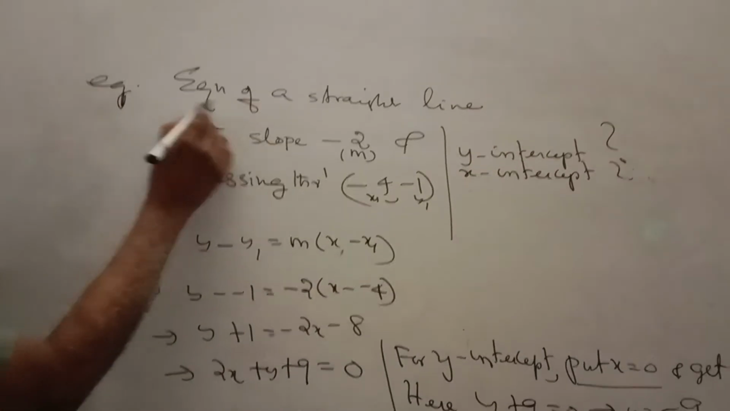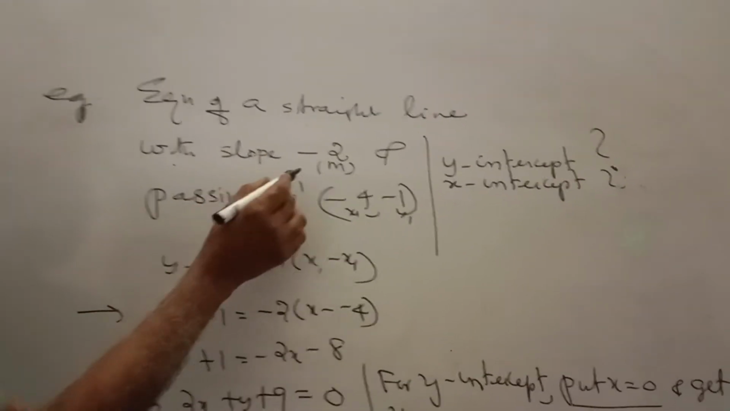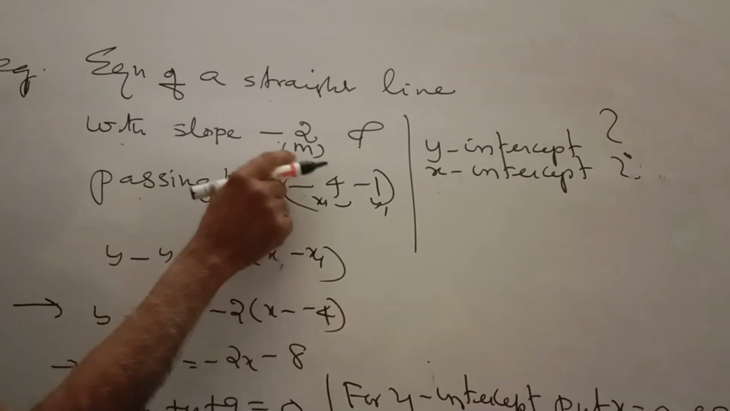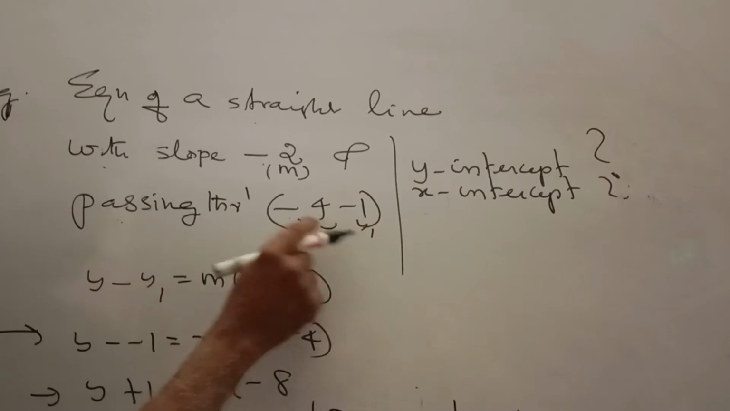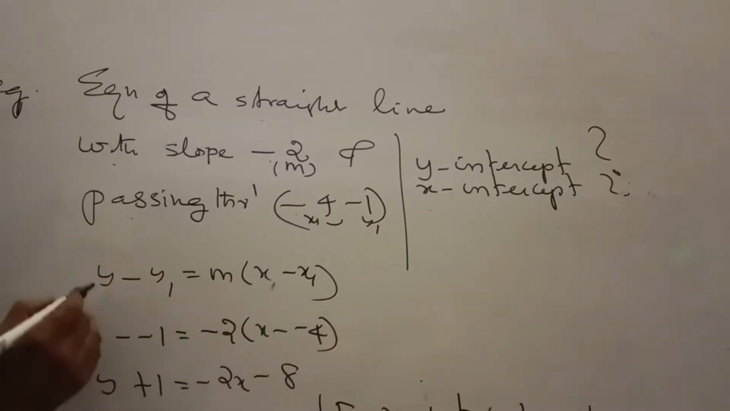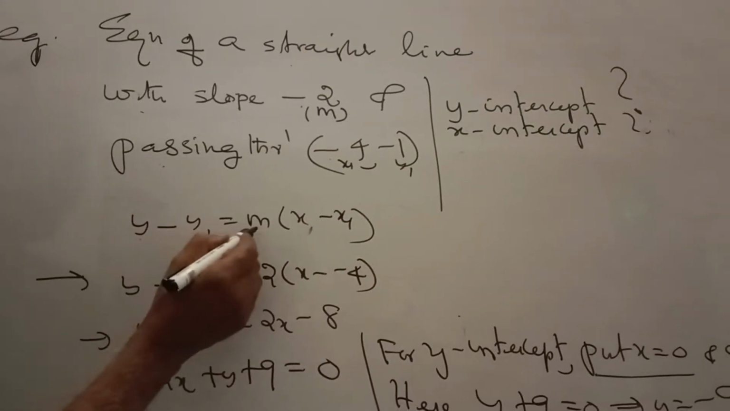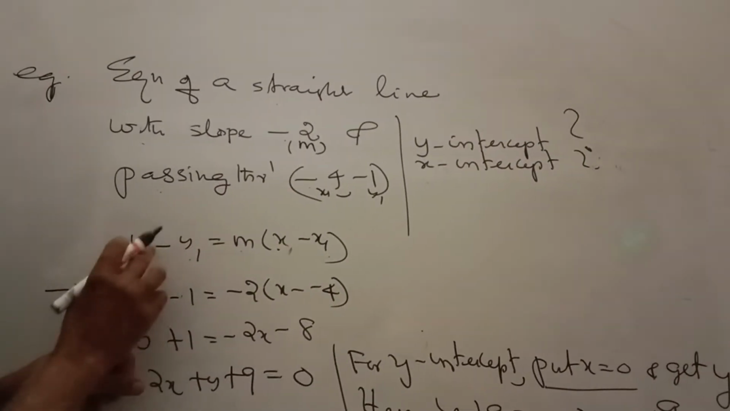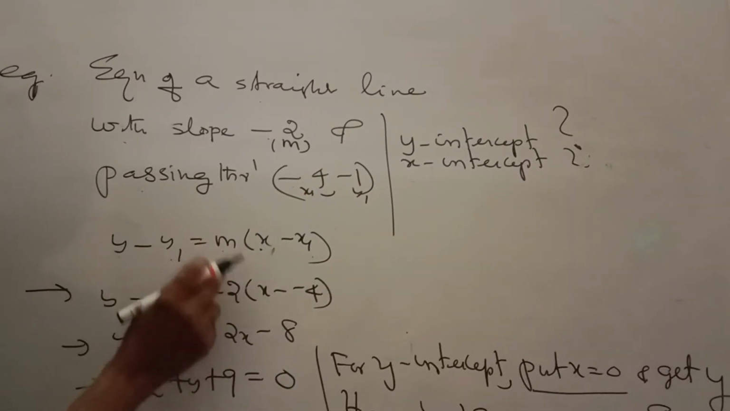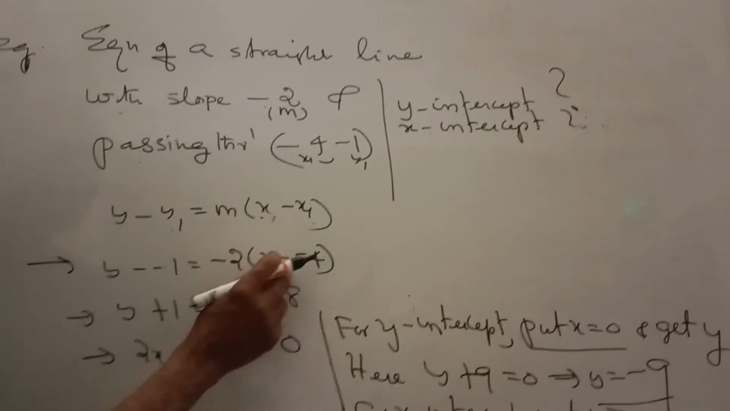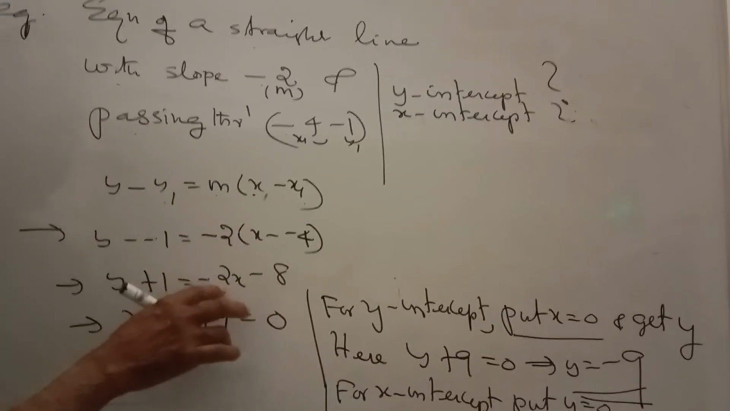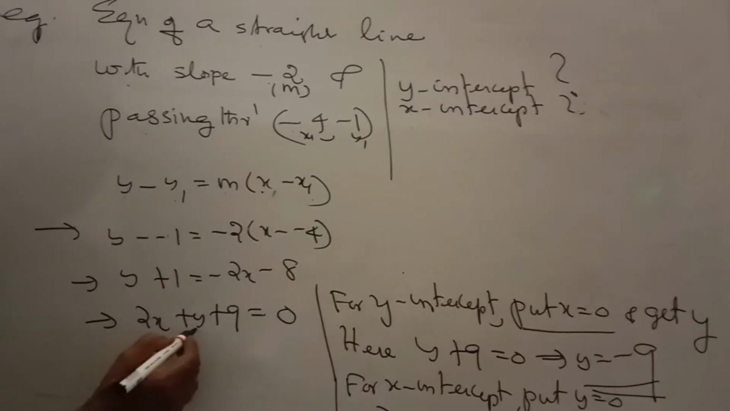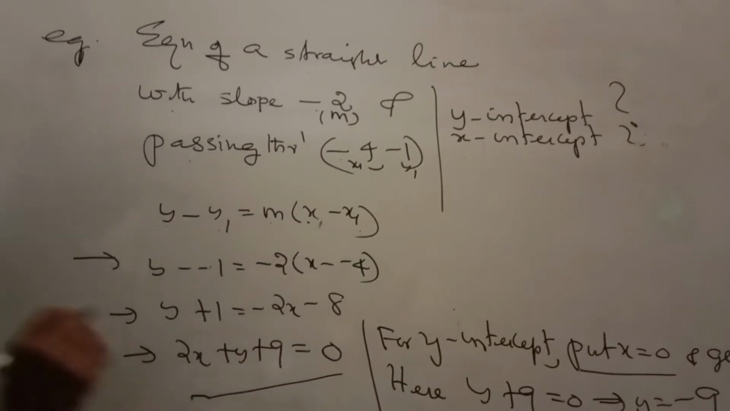We consider the equation of a straight line with the slope minus 2 passing through (minus 4, minus 1). So slope m is minus 2, point (x1, y1) is (minus 4, minus 1). The equation is of this form: y minus y1 is m into (x minus x1). You put the values. y minus (minus 1) equals minus 2 times (x minus (minus 4)). So y plus 1 is minus 2x minus 8. Simplify on the left side: 2x plus y plus 9 equal to 0.